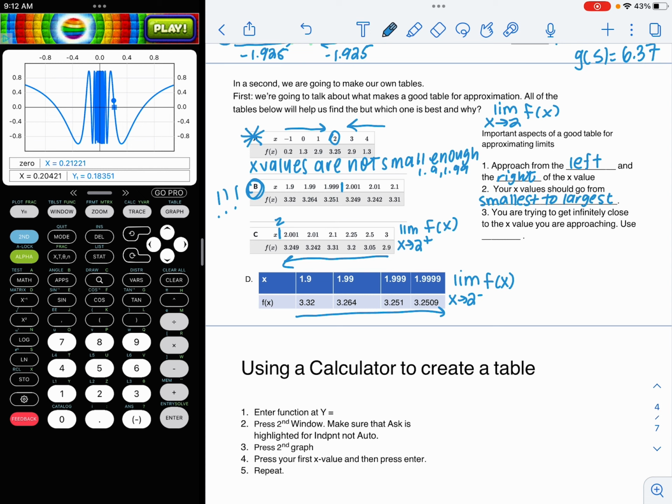And then finally, you're trying to get infinitely close to the x value you're approaching. So you need to use decimals. If you don't use decimals, you're probably not going to get the right answer, or you're not going to get as exact of an answer as you probably can.